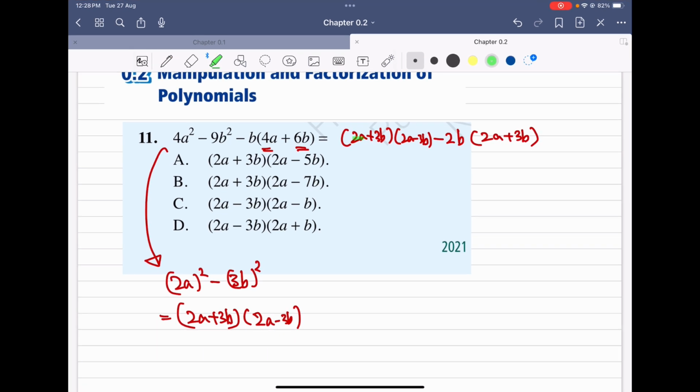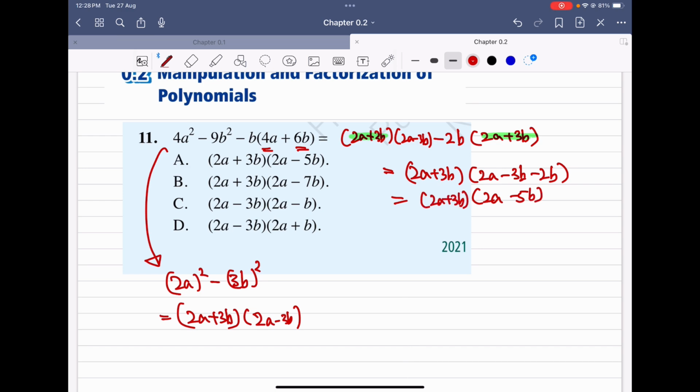So you can see 2a plus 3b is the common factor. So you can take out this. And the remaining terms, what you would have is 2a minus 3b and also minus 2b. So you can see that you have to minus 3b and 2b. So you get 2a minus 5b. So what you have is the answer is A.